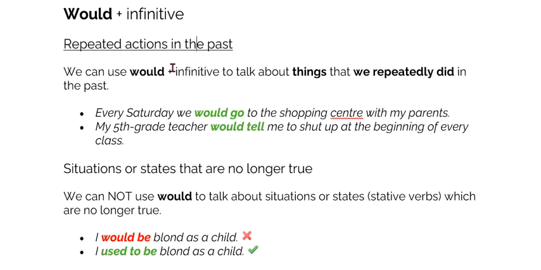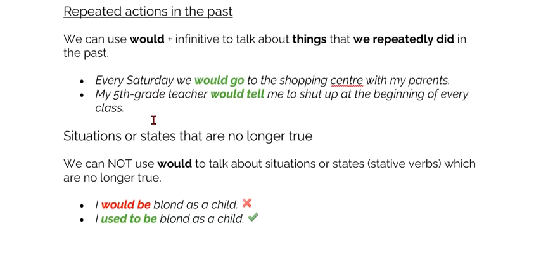We can use would to talk about repeated actions in the past. We use would with action verbs. Everyone, again, I repeat, we use would only with action verbs. We cannot use would with state verbs. We can use would plus infinitive to talk about things that we repeatedly did in the past, because it is an action. It is about repetition of the event.